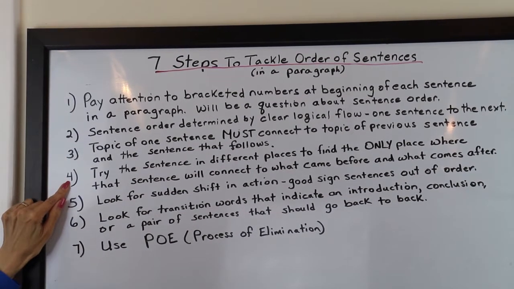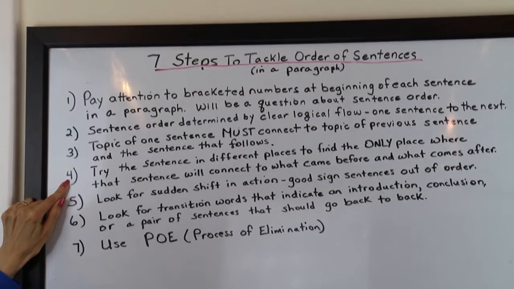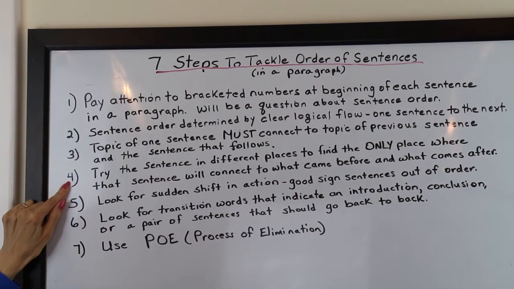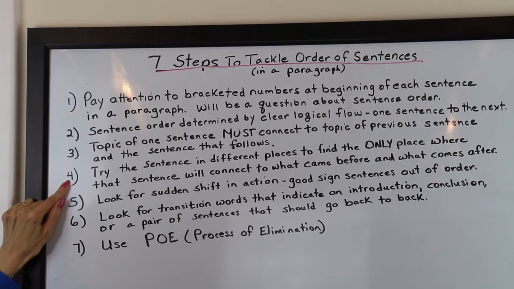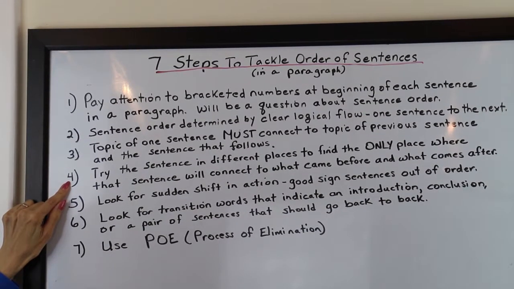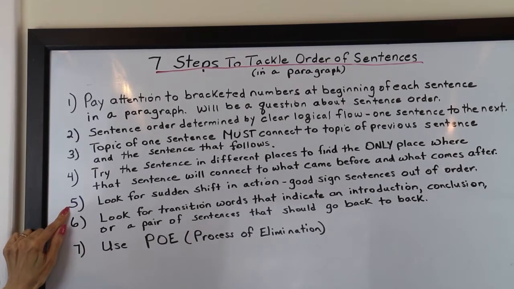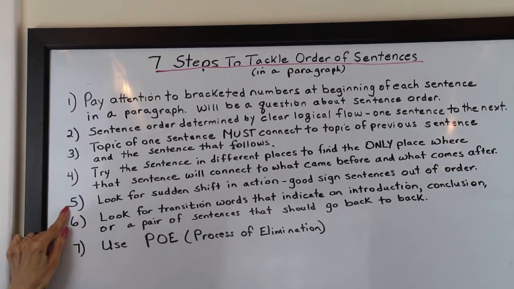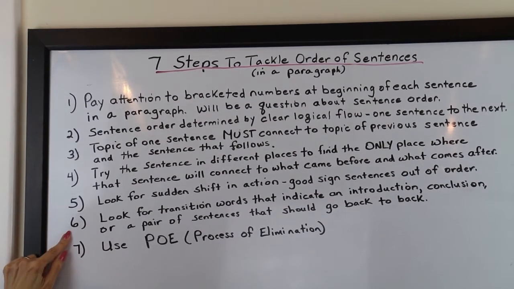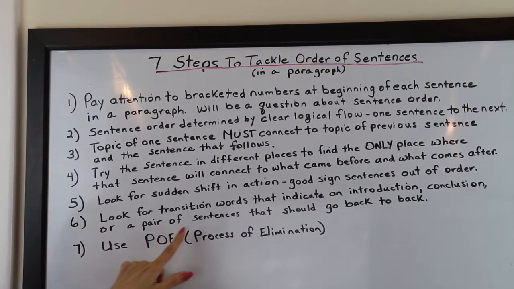Number 4, try the sentence in different places to find the only place where that sentence will connect to what came before and what comes after. And we'll see that on the example. There's only one place where the sentence in question will work. Number 5, look for a sudden shift in the action. That's a good sign that the sentences are out of order. And number 6, look for transition words that indicate an introduction, conclusion, or that a pair of sentences should go back to back. And definitely use process of elimination.